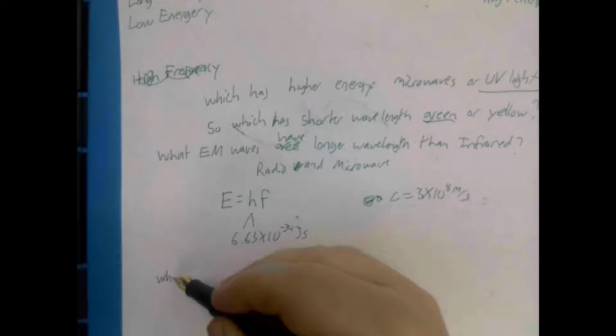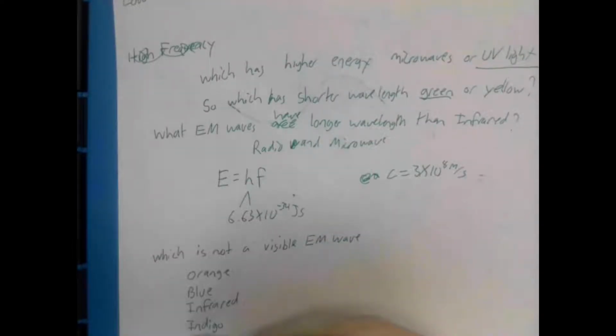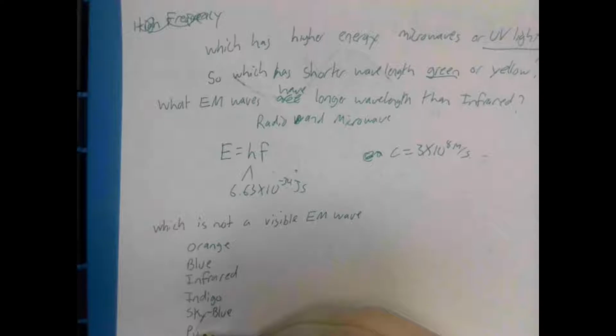Which is not a visible EM wave? Orange, blue, infrared, indigo, sky blue, purple, and that's it. So which is not a visible EM wave?